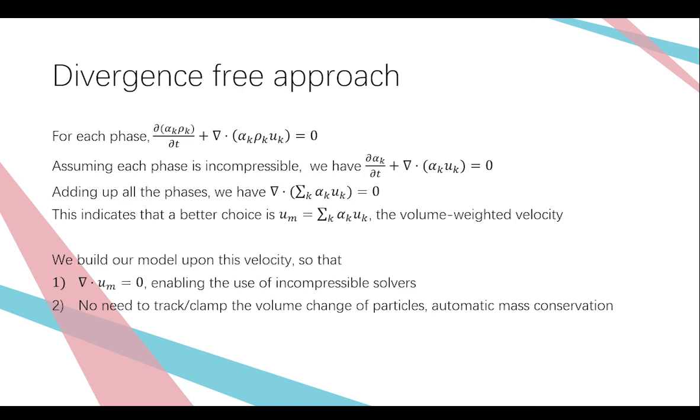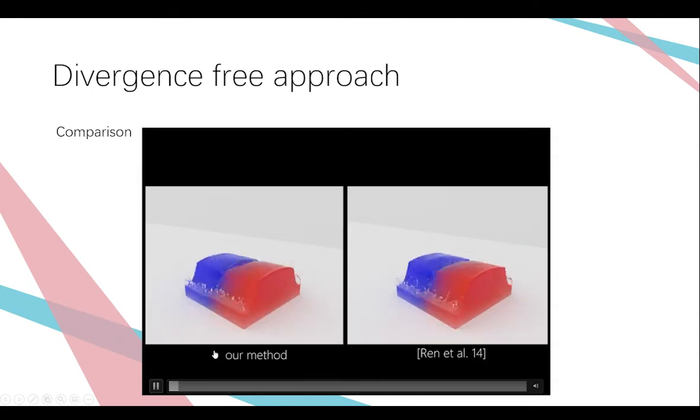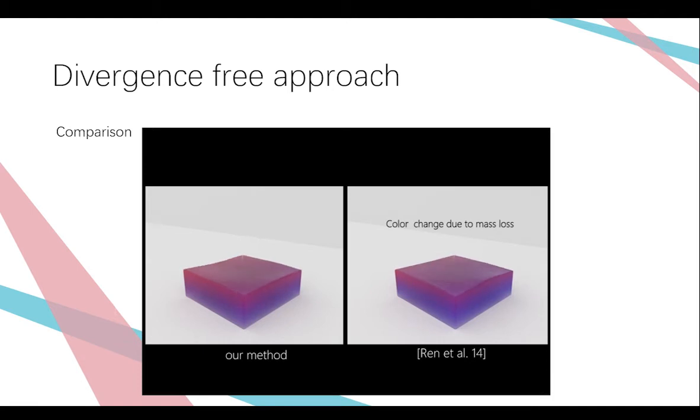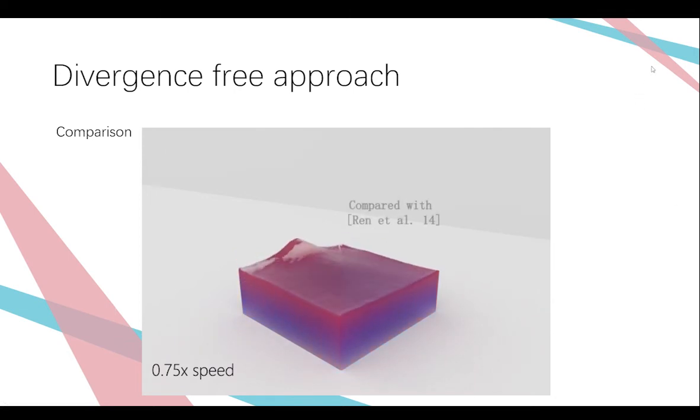If we build our model upon this velocity, then we will have a divergence-free condition, which means the incompressible solvers can be used, and there is also no need to worry about the volume change and mass conservation. This is the main contribution of our work. Here is some comparison between our method to the previous method, and we can see the previous method suffers from some artificial color change due to the mass change, and our method conserves the mass well.